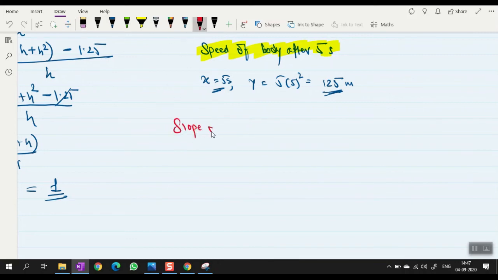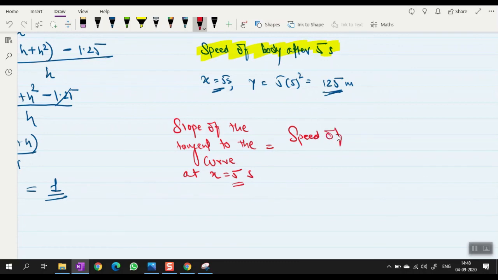Slope of the tangent to the curve at x is equal to 5 seconds. So the slope of the tangent to the curve at x equal to 5 seconds is equal to the speed of the body at 5 seconds. That's what we need to find, not after but at.